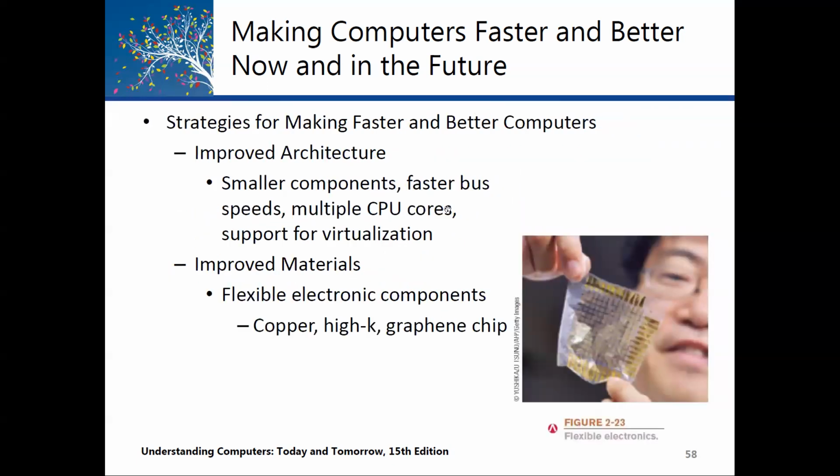Now, making computers faster and better now and in the future. What are we using now and what are the future trends? There are several strategies for making faster and better computers. One is that scientists and researchers are continuously improving the architecture of the computer system. What do I mean by architecture? The components are getting smaller in size, the bus speed is getting faster, multiple CPU cores are being added, and virtualization support is also enabled in modern architecture, so that the system can perform better.